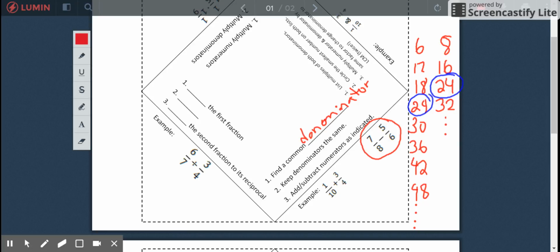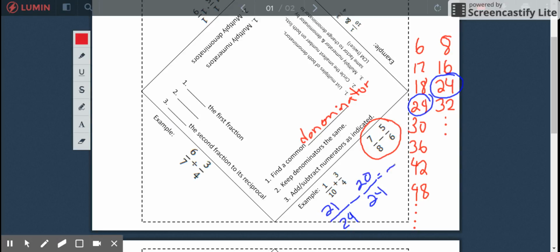So we need to now multiply both fractions so that they have a denominator of 24. 7/8, to get a denominator of 24, I need to multiply 8 by 3. So my numerator will be 7 times 3, or 21. For 5/6, I'd need to multiply 6 by 4 to get 24. So I'll multiply my numerator by 4 as well. 5 times 4 gives me 20.